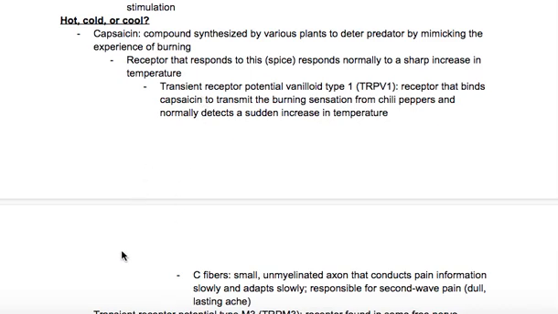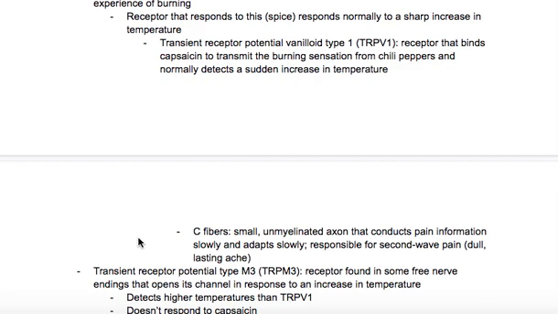These TRPV1 receptors use C fibers, which are small unmyelinated axons that conduct pain information slowly and adapt slowly, and are responsible for second wave pain, which is the dull, lasting ache.